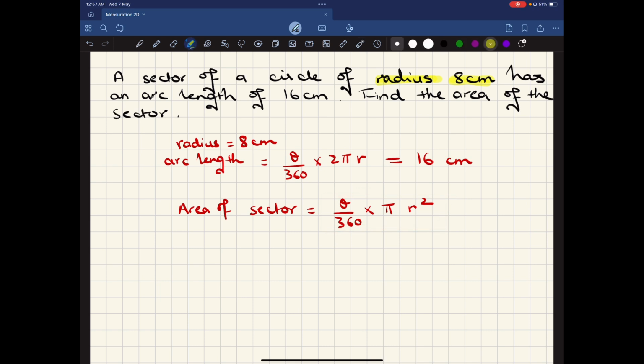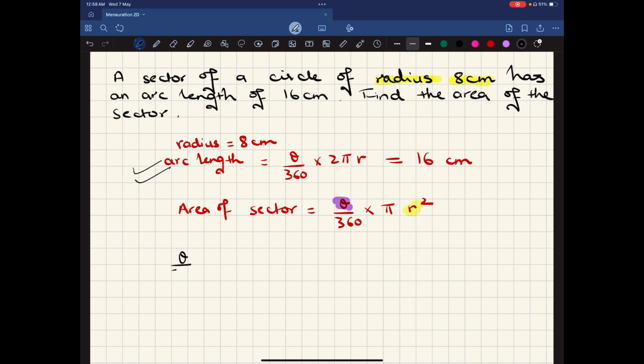So let's see what we need to find. We have the radius, so we shouldn't worry about that, but we need to find theta because we don't know what the value of the angle is. How are we going to find the value of theta? The question will always give you something that would help you to find the value of theta. So that help is this.